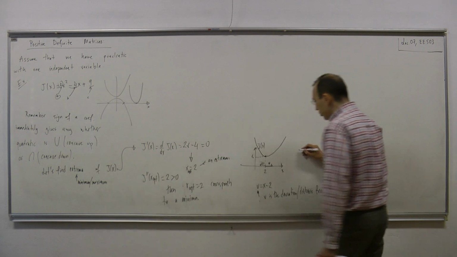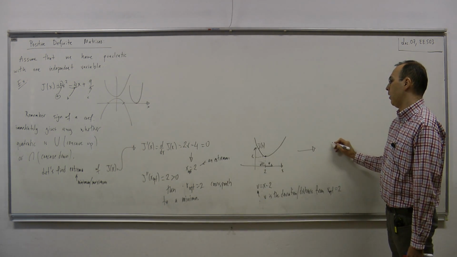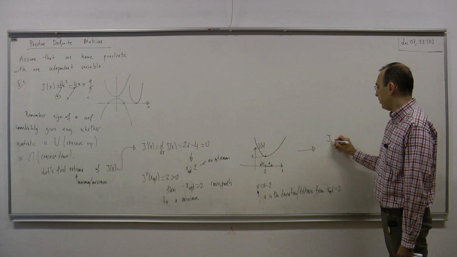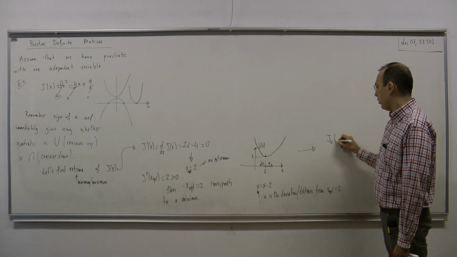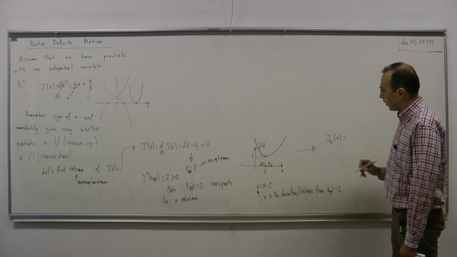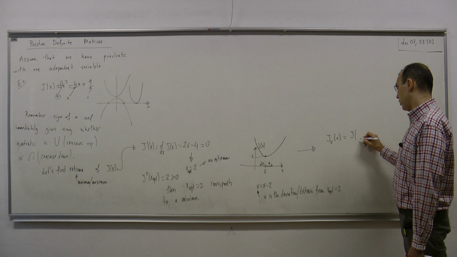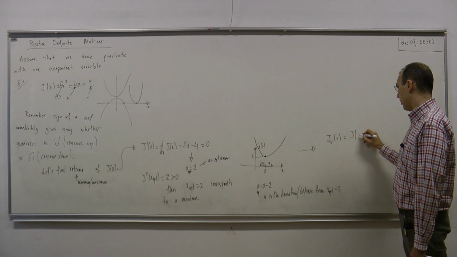So let me also try to do the following. Now, if I define, for example, another function, j_u of u, how can I define this? Let me think about this.